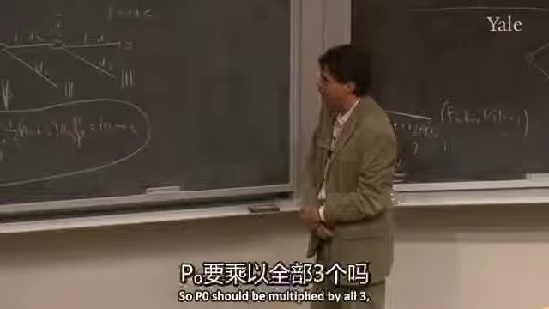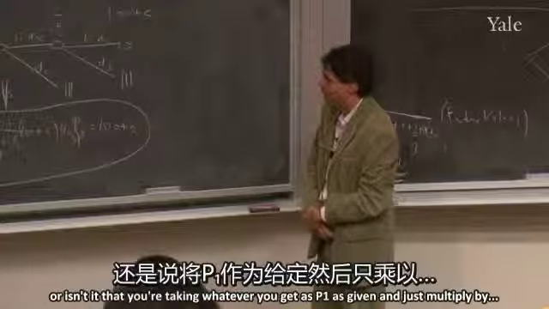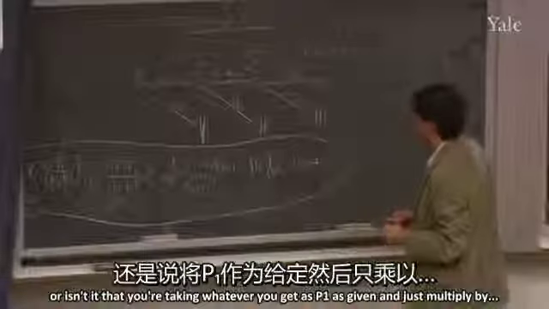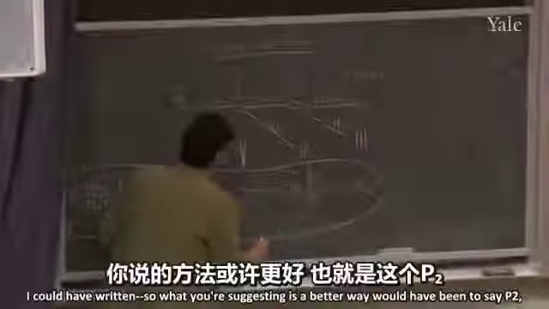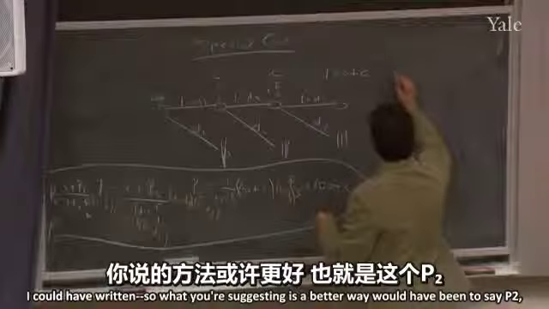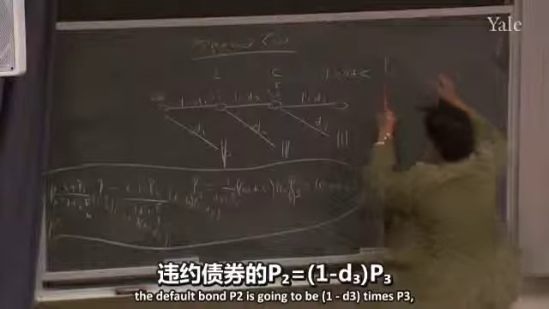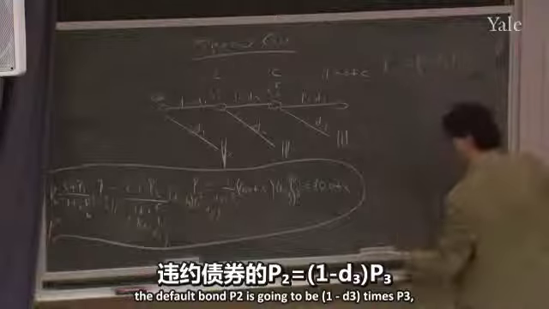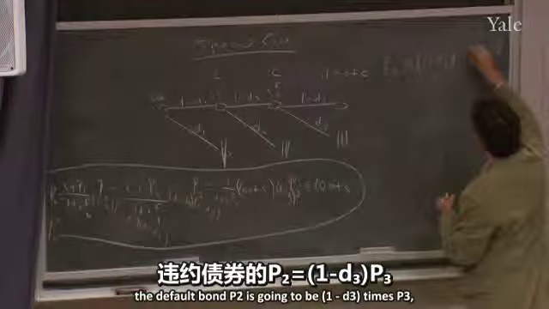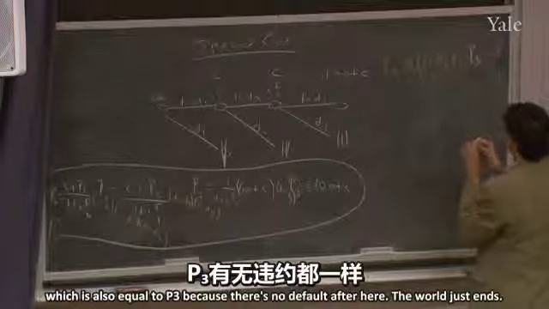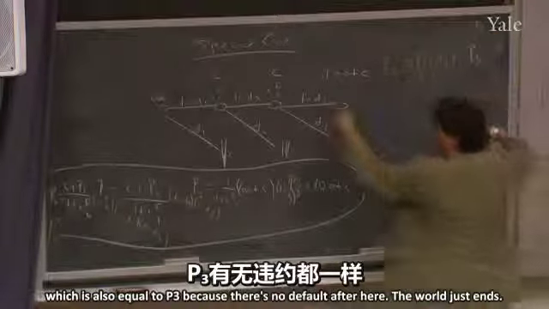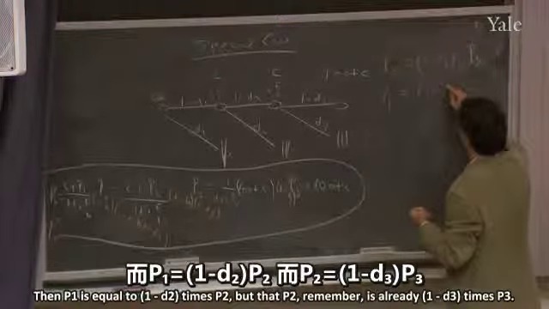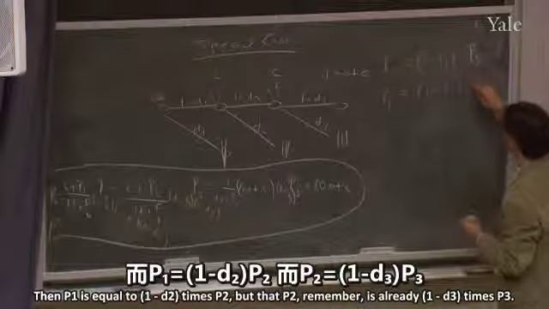So P0 should be multiplied by all three, or isn't it that you're taking whatever you get in as P1 and just multiplying by? Well, I could have done it two ways. What you're suggesting is a better way would have been to say P2, the default bond, P2 is going to be 1 minus D3 times P3, which is also equal to P3, because there's no default after here. The world just ends. Then P1 is equal to 1 minus D2 times P2, okay?